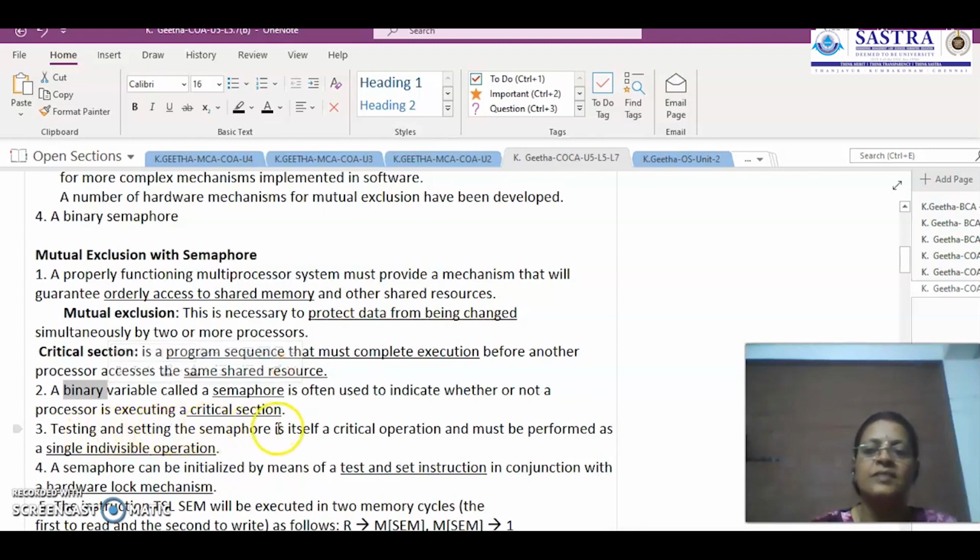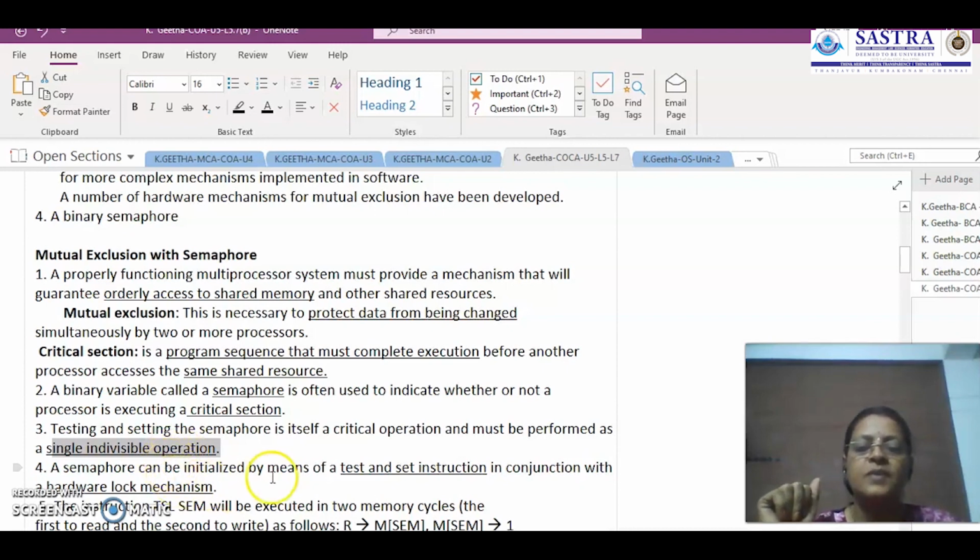And the testing and setting of this semaphore itself is going to be a critical operation, because more than one processor is going to check whether the lock is locked. In that case, the testing operation also has to be done in a single indivisible operation. What we mean by single indivisible operation is an atomic operation. Atomic operation means it has to be done till the end, so in between, nobody should interrupt. When a processor makes an attempt to check whether the critical section is under use or not, that is, testing whether the lock is in the locked or released condition, that operation itself has to be an indivisible operation.